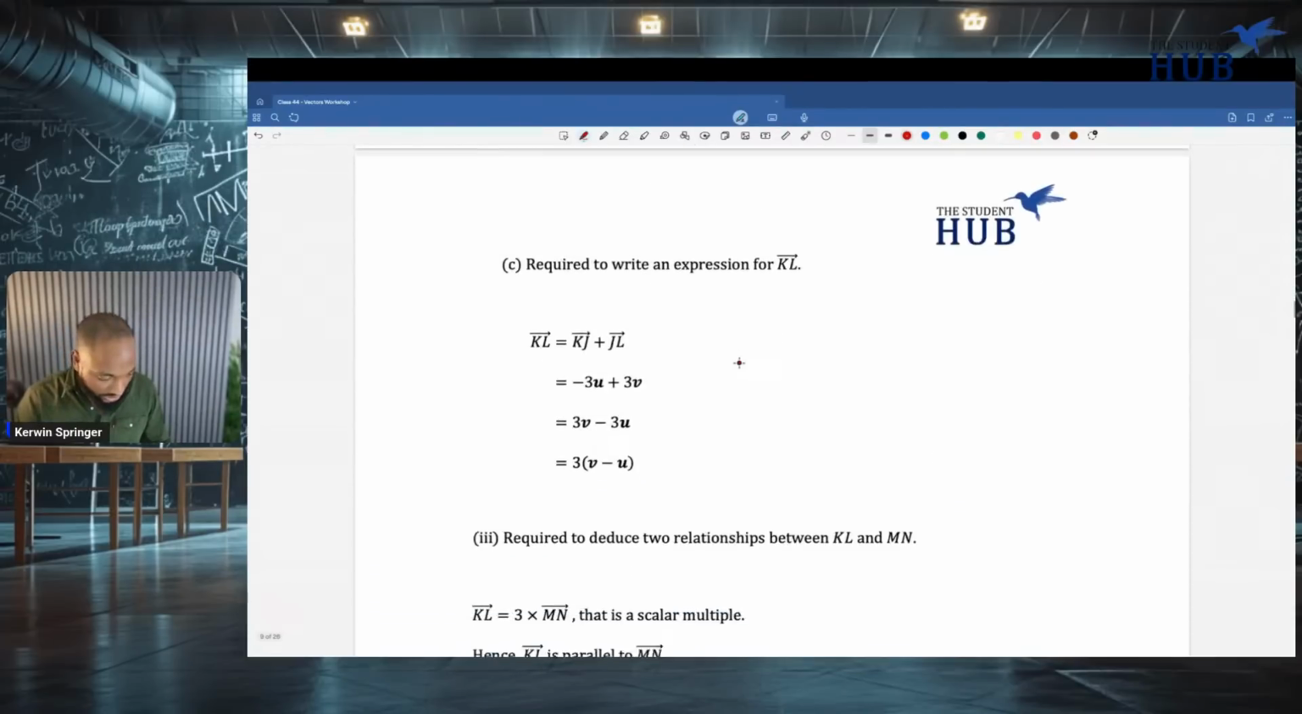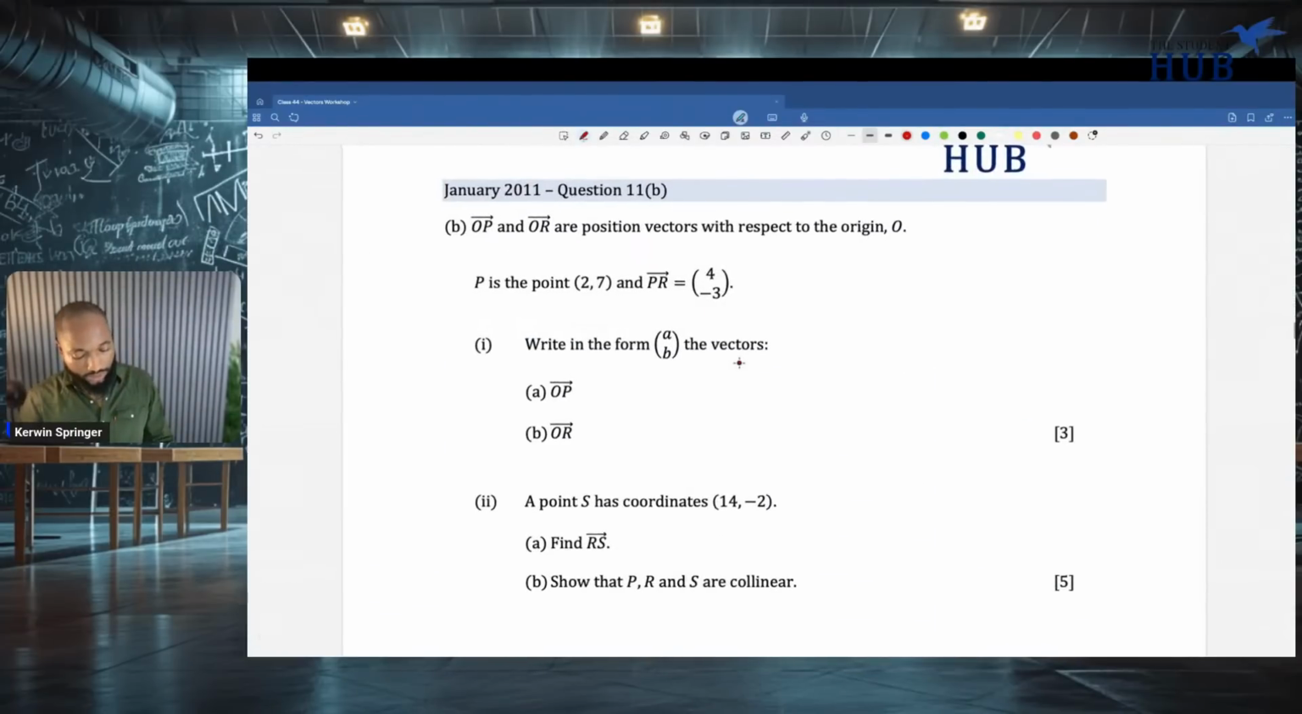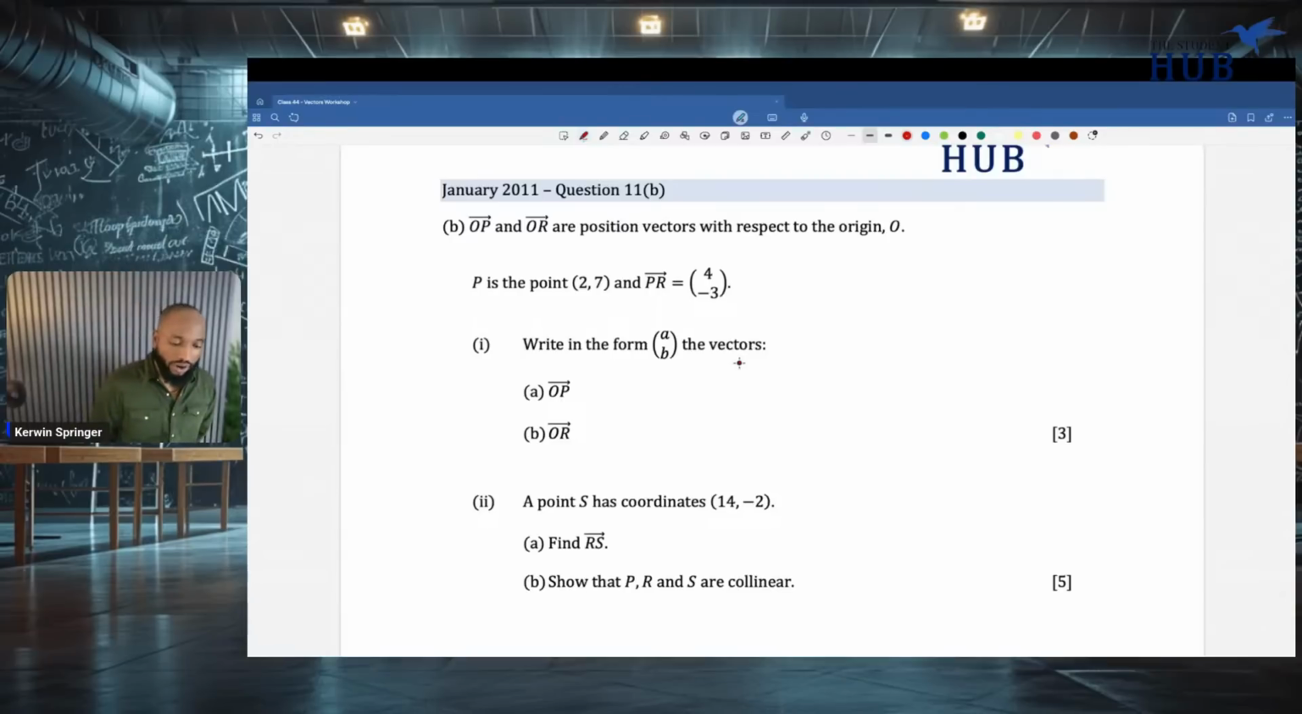So there's the solutions. We'll send the solutions to you guys from class. OP and OR are position vectors. Another one. So switching over, coming up a year. Wait, now we're going in order.